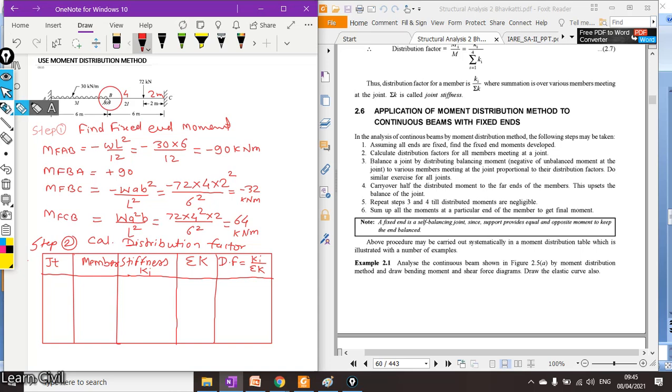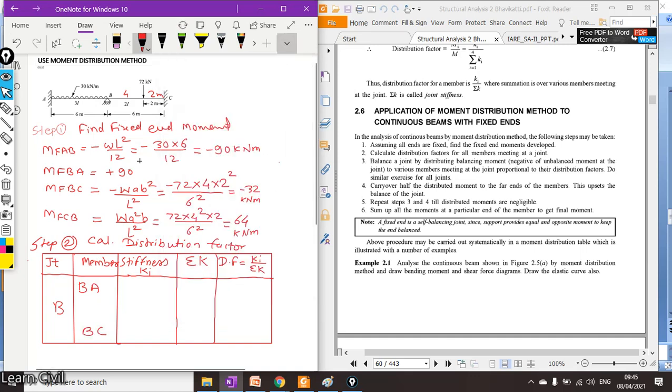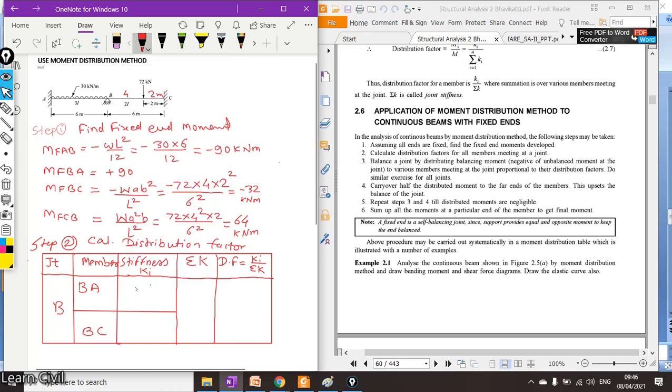We have only one joint here, that is joint B, so we'll write down joint B. At this joint B we have two members meeting, and those members are BA and BC.